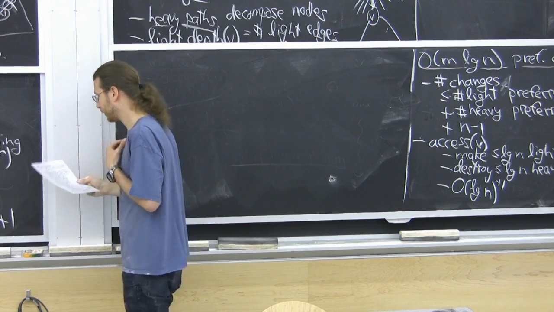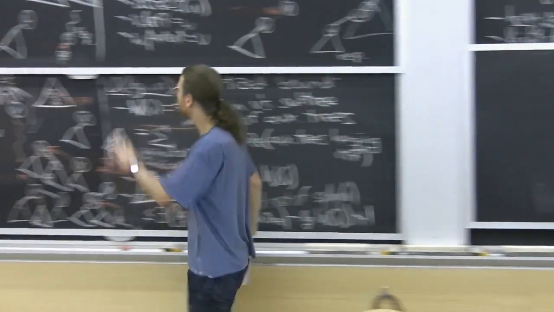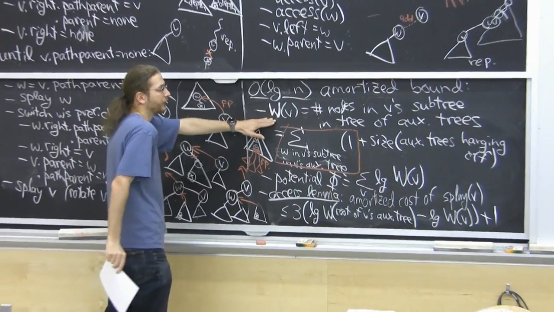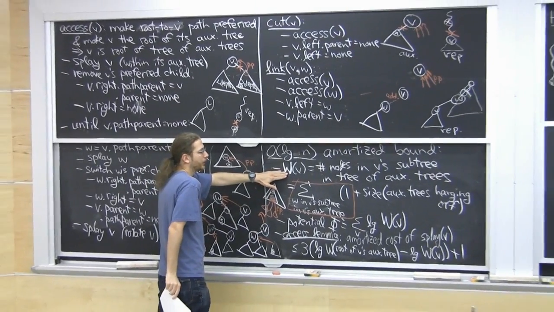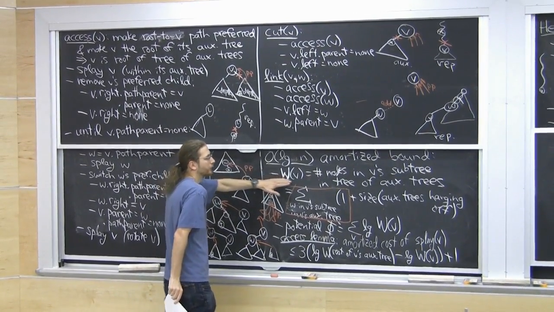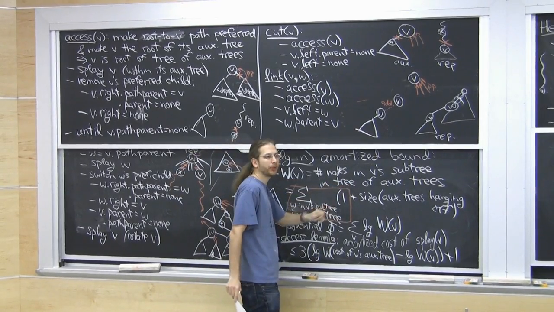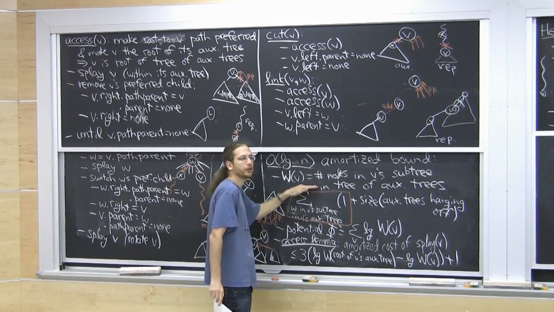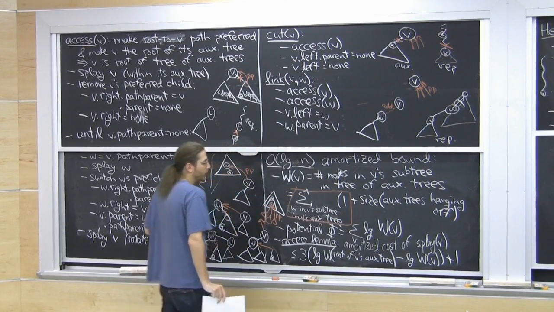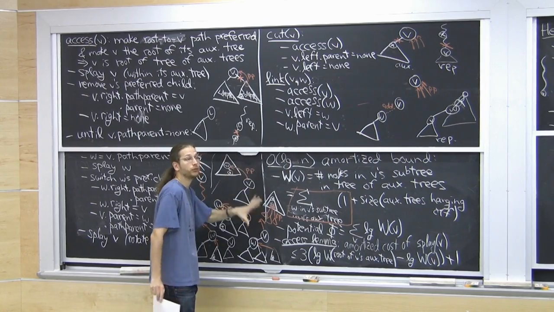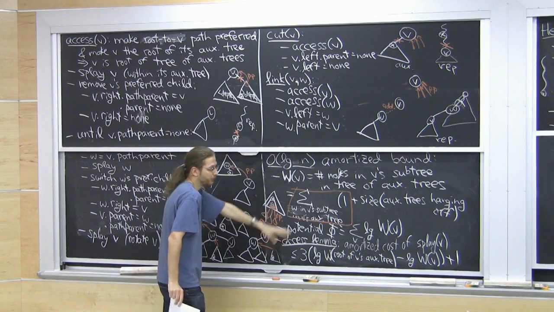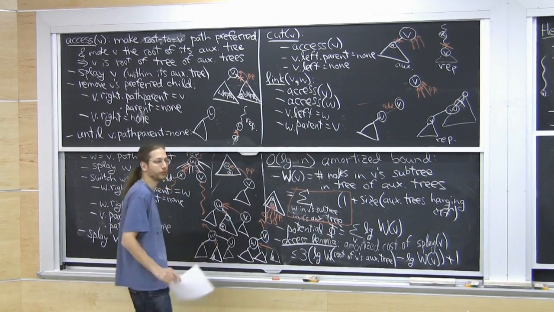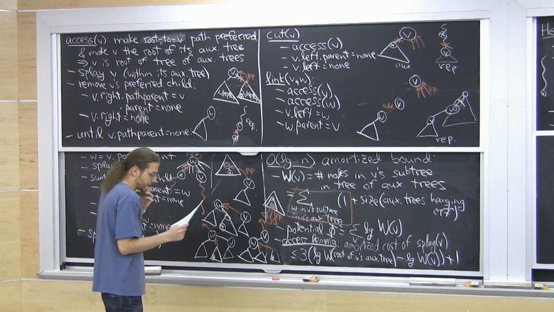Another thing to note, when we change preferred children, it does not affect W. W is defined on the tree of ox trees. So if you turn a path parent pointer into a regular parent pointer or vice versa, it doesn't care. It looks the same from the tree of ox trees perspective. All that matters is when you do splays, this stuff happens. But the splay analysis tells us how splays behave. So we're kind of good.